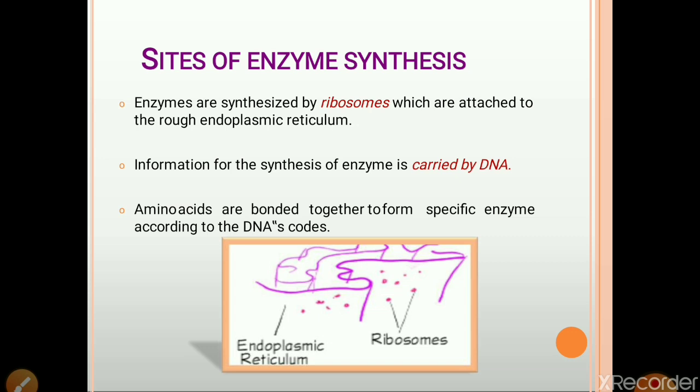The information for the synthesis of the enzyme is carried by the DNA. In the first step, the enzyme information on the DNA is copied onto the mRNA, which we call transcription, and this copied mRNA is converted into protein, which we call translation. This protein synthesis is done on the endoplasmic reticulum with the help of the ribosome. Amino acids are bonded together to form a specific enzyme according to the DNA code.